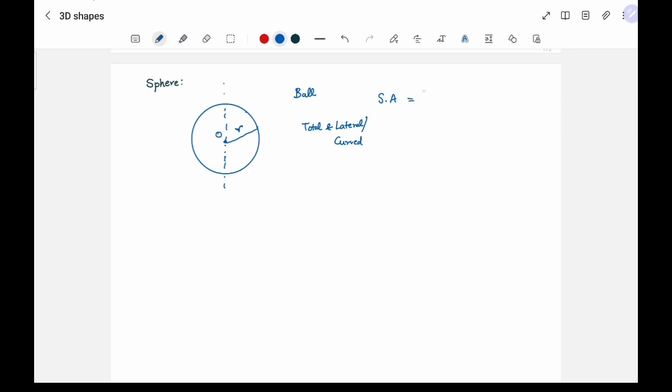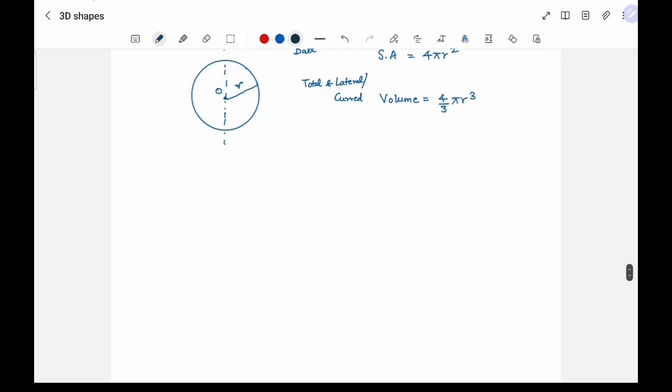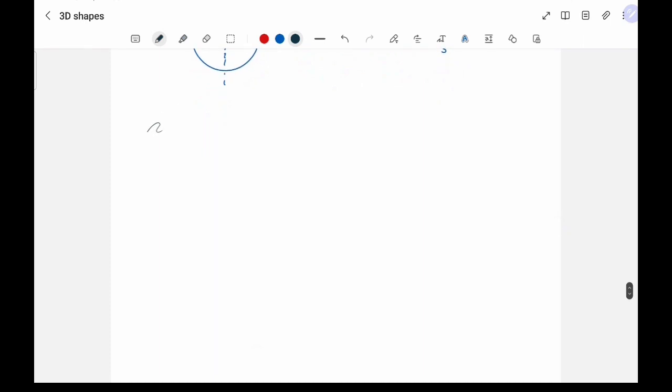So the surface area is 4 pi r square, where r is the radius. Similarly, the volume is 4 by 3 pi r cube. So this is for the sphere. Next we will see the cylinder.